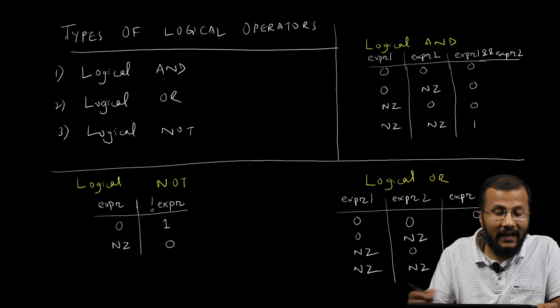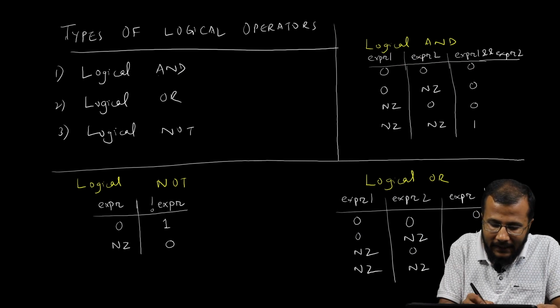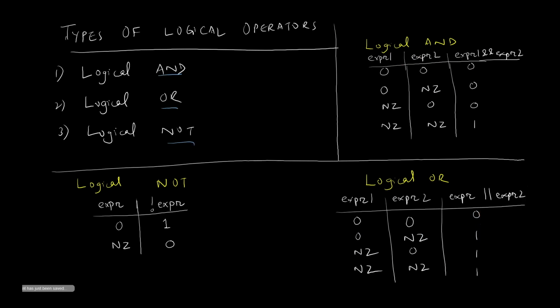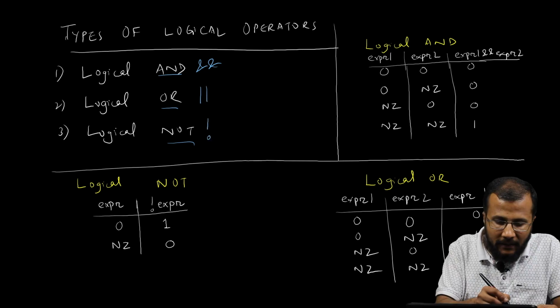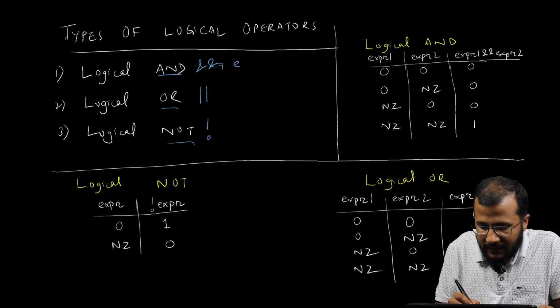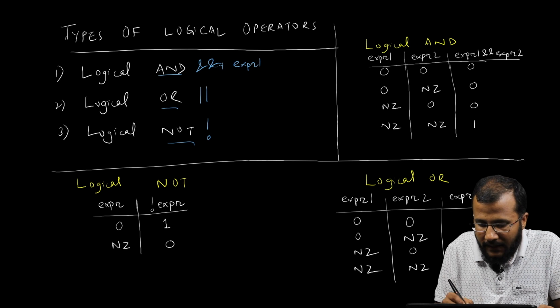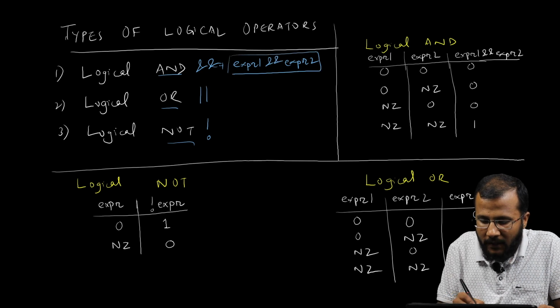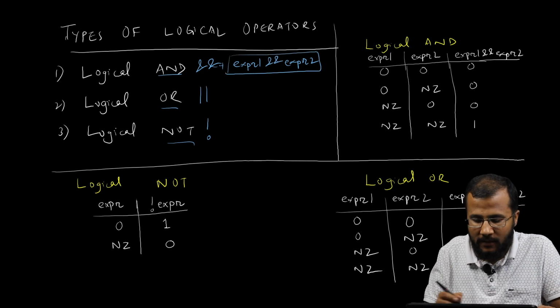Now we have three kinds of logical operators available: logical AND, logical OR, and logical NOT. Logical AND, the symbol is ampersand 2 times. Logical OR is the vertical bar 2 times. And logical NOT is the exclamation mark. Now let me write the syntax for logical AND. If we have two expressions, let's say expr1 is my first expression and expr2 is my second expression, how do I combine them using logical AND? This is how: expr1 ampersand ampersand expr2.